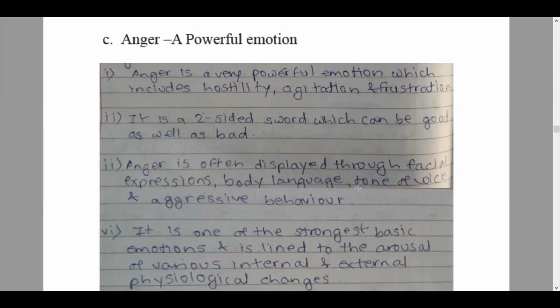Then we move forward to our part C, anger, a powerful emotion. Anger is a very powerful emotion which includes hostility, agitation, and frustration. It is a two-sided sword that can be good as well as bad. Anger is often displayed through facial expressions, body language, tone of voice, and aggressive behavior.